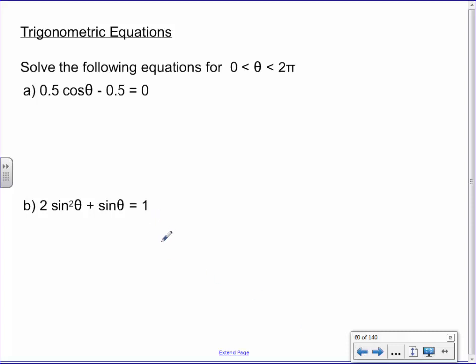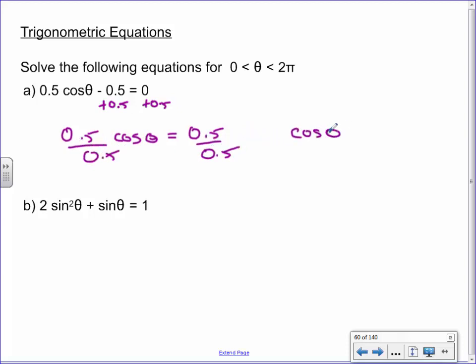Okay. So let me show you how to do this. It still involves some old-fashioned algebra skills. Like, for example, right here, what we need to do is make it equal to a ratio. It's not currently equal to a ratio. It's actually equal to 0. But watch this. What if I were to add 0.5 to the other side? What you'd be left with then is 0.5 cosine theta equals 0.5. Does that make sense? Then I would divide by 0.5. And I would be left with cosine of theta equals 1 over 1.